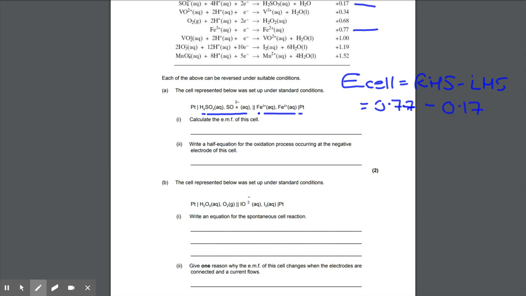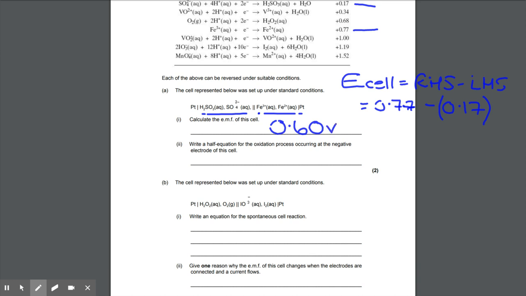0.17 volts. Now notice we're not changing the sign of this actual voltage. The subtraction does that for us, so we don't have to change the sign and then subtract it further. We just subtract the value as it stands in the table. So that gives us a value of 0.60 volts.